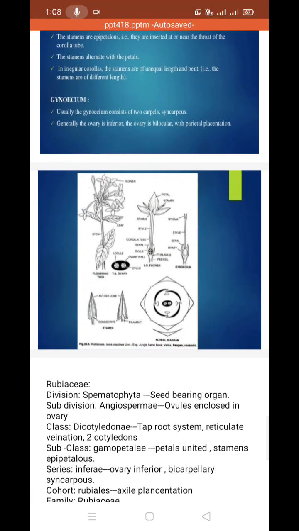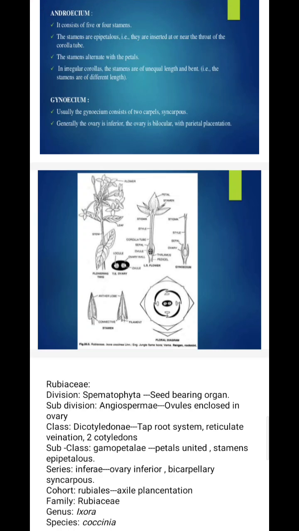In the LS of ovary you have to see that there are 2 locules, that is, bilocular, and it has the ovules and ovary wall. Then the next structure is the stamens. These stamens have the anterior lobes with the filament, and in the middle the connectives are present in the stamens.